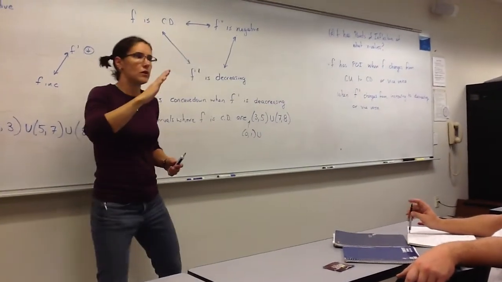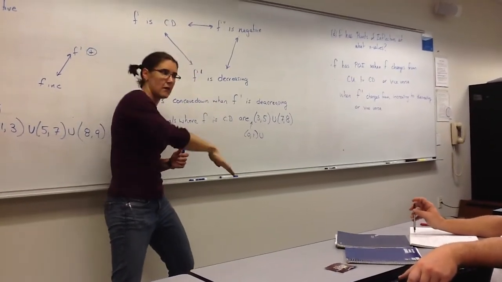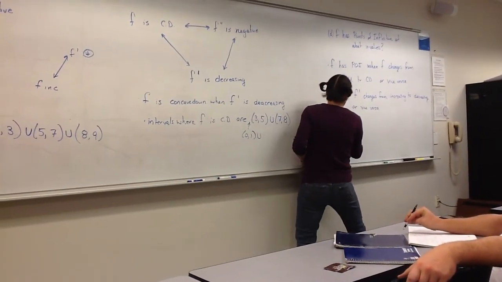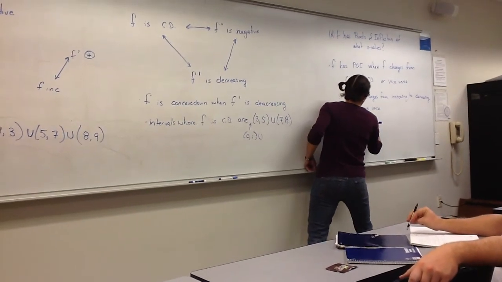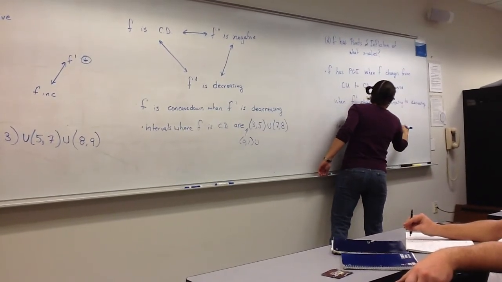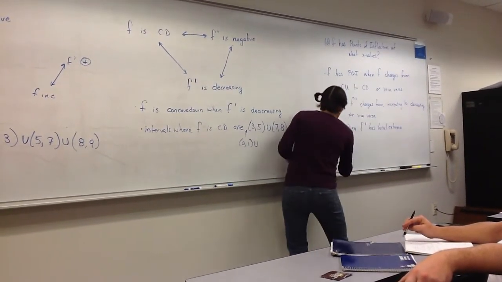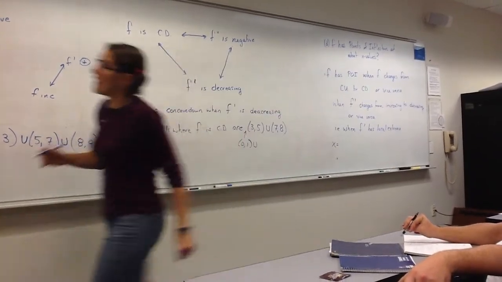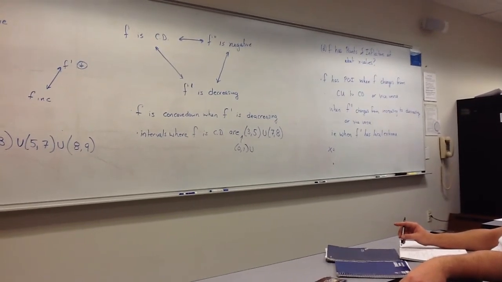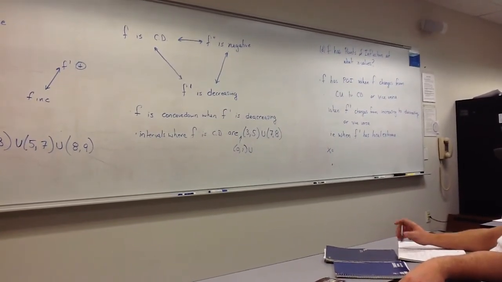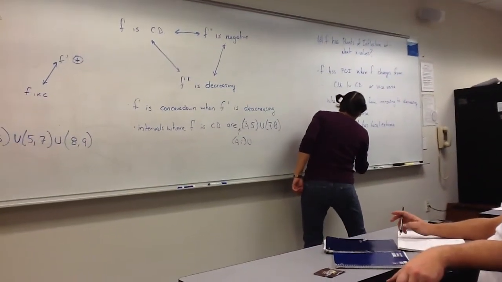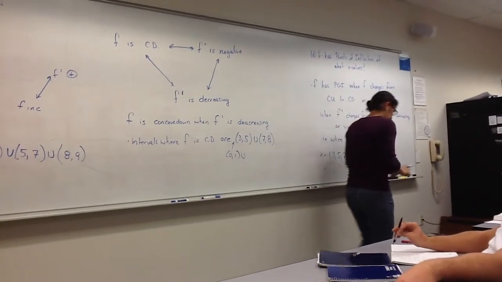So when f prime goes from going uphill to going downhill, or going from downhill to going uphill, another way to say that is, i.e., when f prime has local extrema. And those local extrema occur at the tops of hills and bottoms of valleys on f prime. So we have 1, 3, 5, 7, and 8. X is equal to 1, 3, 5, 7, and 8.